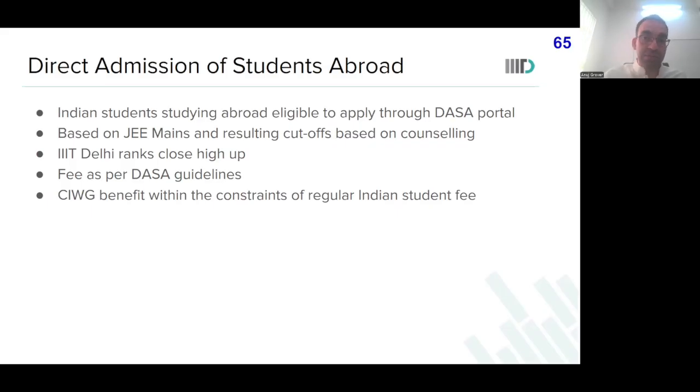IIIT Delhi being a prestigious university, our ranks close very high up, and the JEE Mains percentile at which admission to IIIT Delhi closes would be around, I think, 97 or 98.